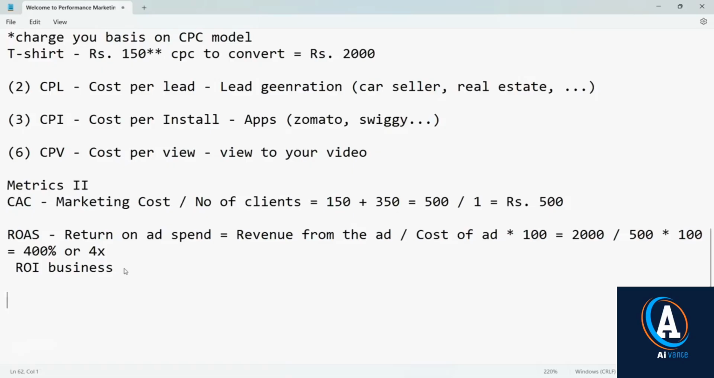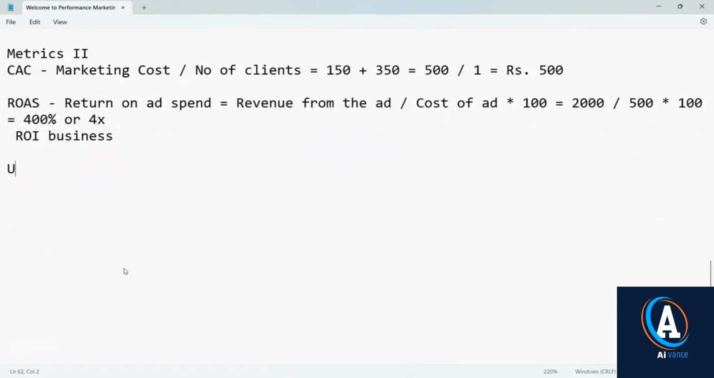Now let's move on to a different topic, which is known as understanding customer journey. There is a very simple mechanism which we use when we want to understand customer journey, and this becomes very important to understand from performance marketing, which is known as AIDA. So let's break down AIDA.